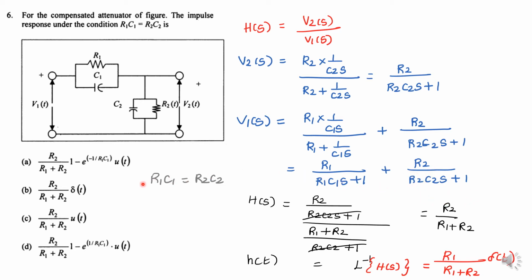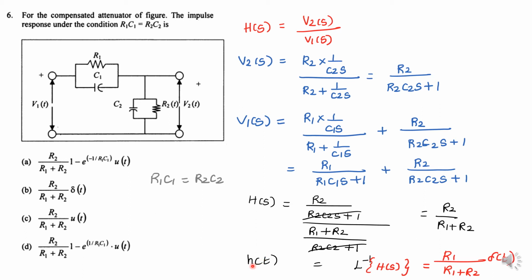And next I have to substitute the condition here, R1 C1 equal to R2 C2. If I substitute the condition, R2 by R2 C2 S plus 1 divided by R1 plus R2 divided by... both the numerator and denominator are the same, R1 R2 C2 S plus 1. Both the numerator and denominator get cancelled and we get R2 divided by R1 plus R2, that is H of S.